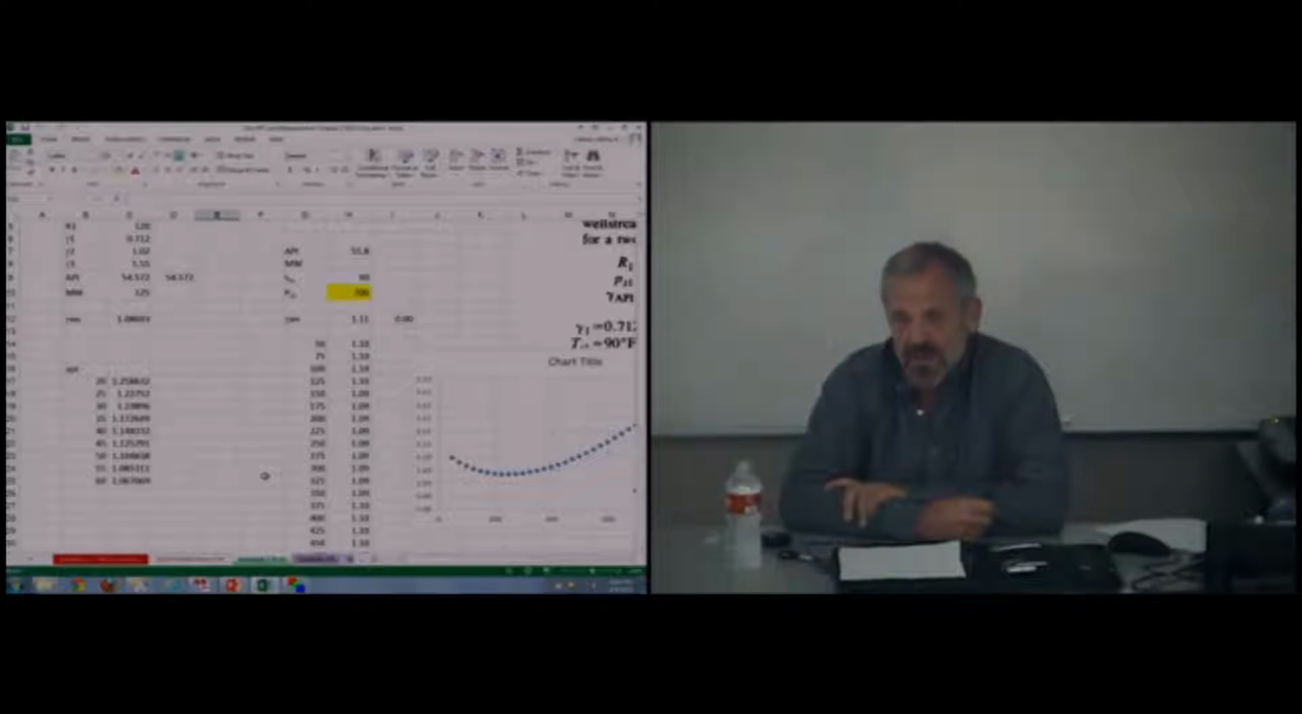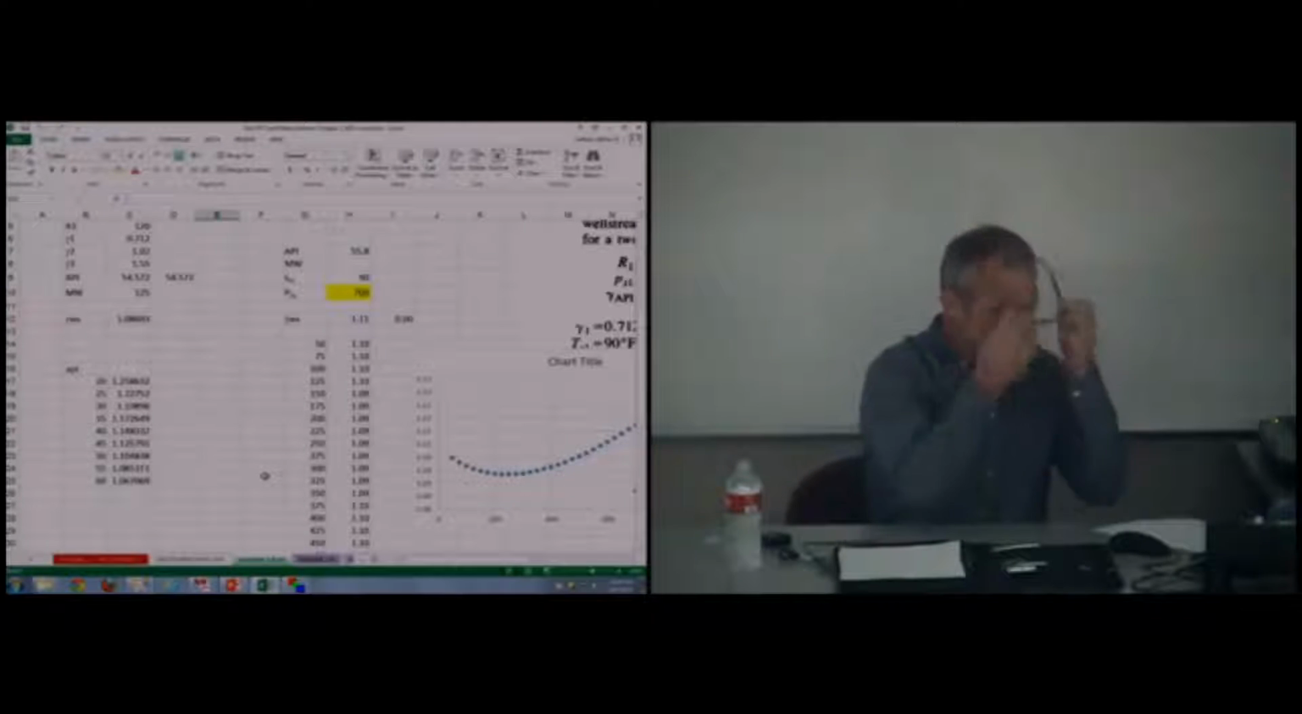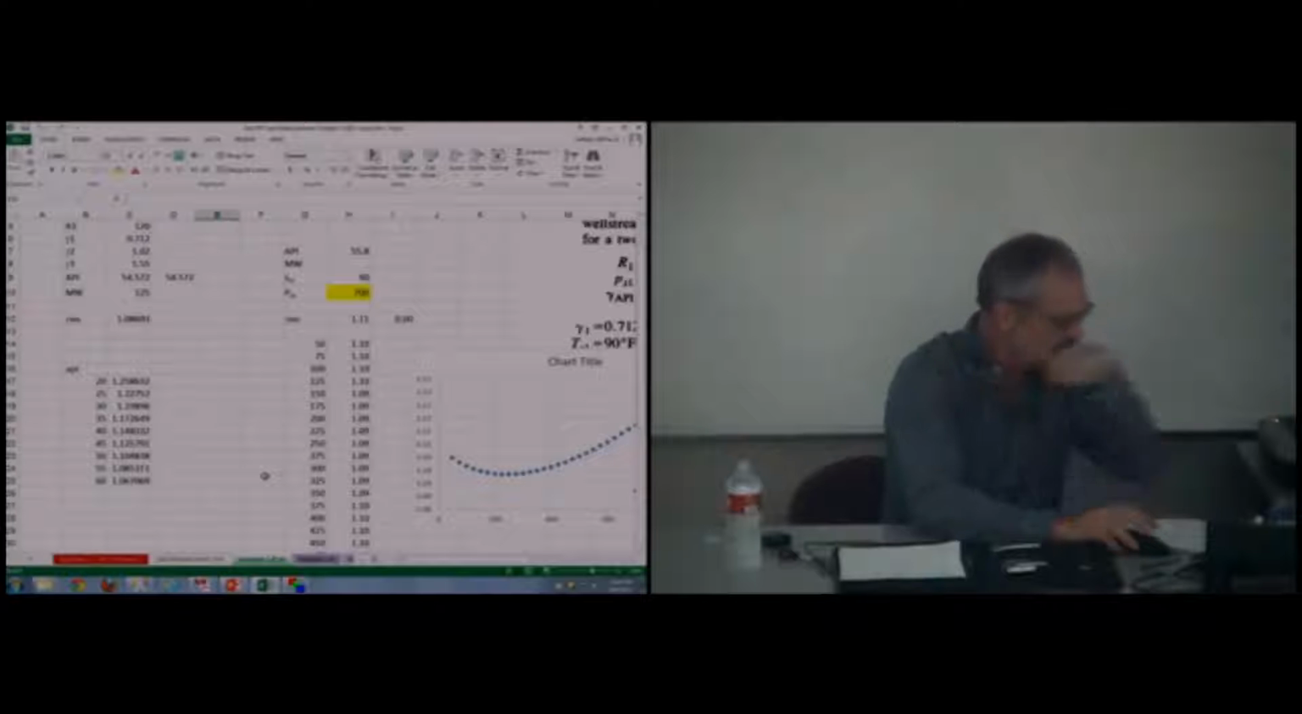Okay, in summary, we have downloaded a spreadsheet that I call software that has basic PVT properties that we're going to use throughout the semester. Z factors, viscosity, compressibility, pseudopressure, which we're not using yet. And then I downloaded another software module last week.